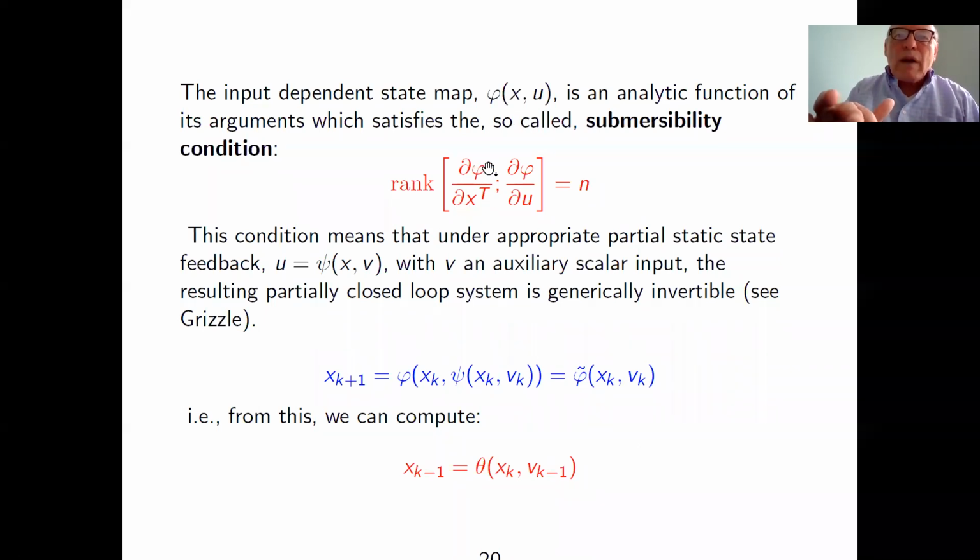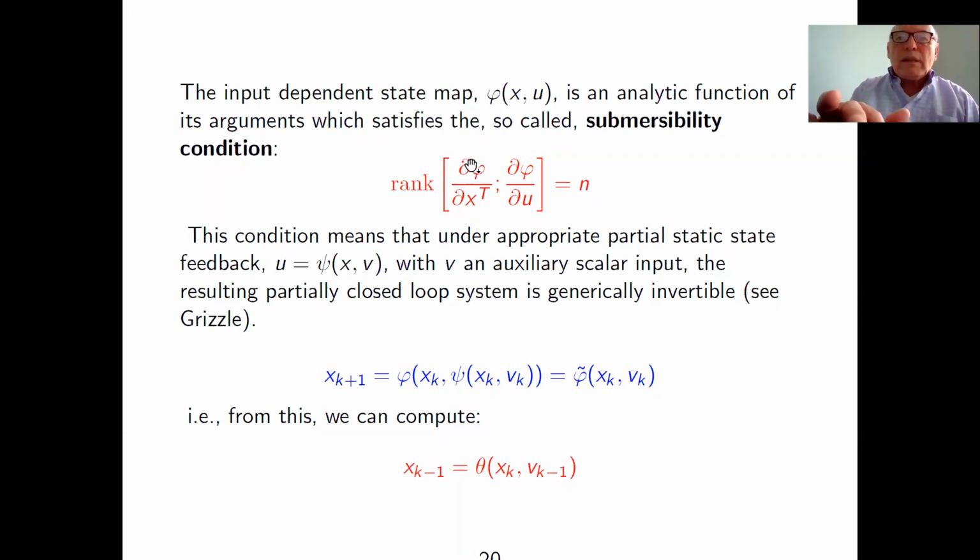If we compute the rank of this matrix, the partial derivative of the nonlinear next state map with respect to the state, that's a matrix, which in the linear case is just A. And we compute the rank of this A matrix, quote unquote, with this B matrix, which is the partial of phi with respect to u. Remember that in the linear case, this came out to be B. The rank of this matrix has to be full rank, full row rank n.